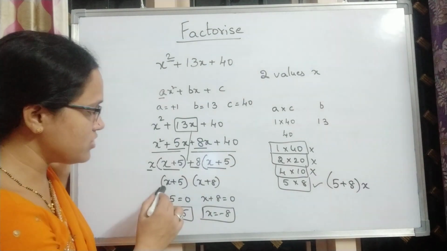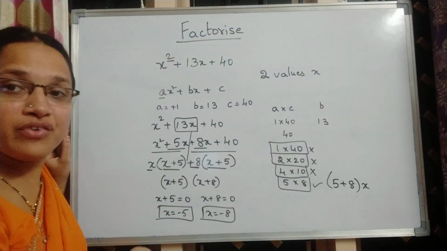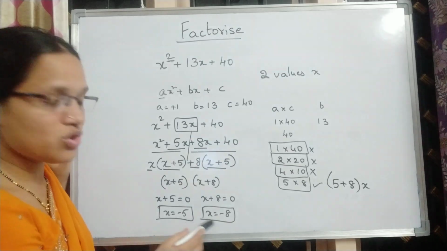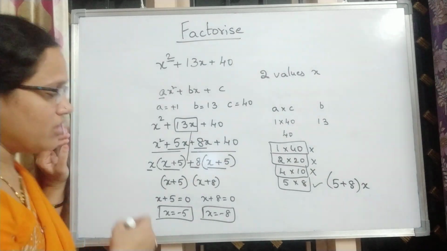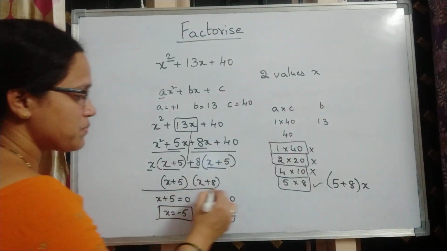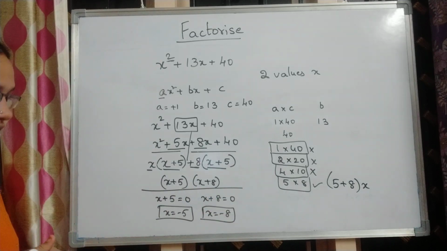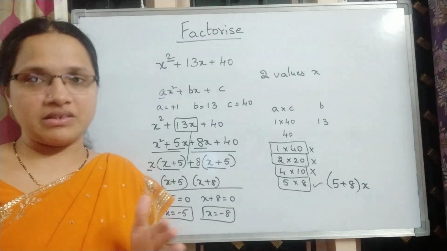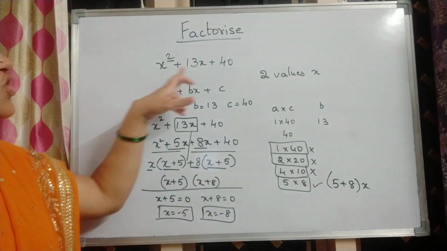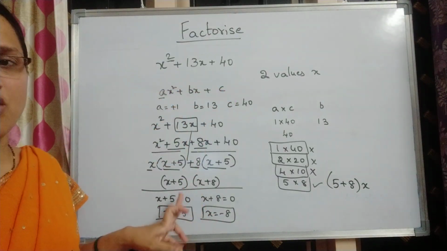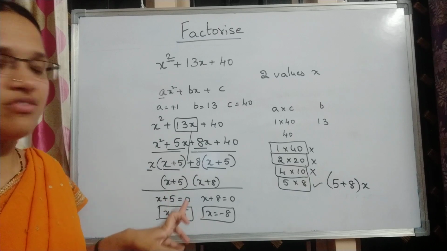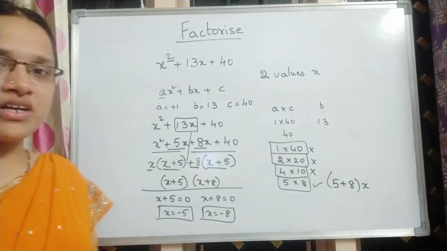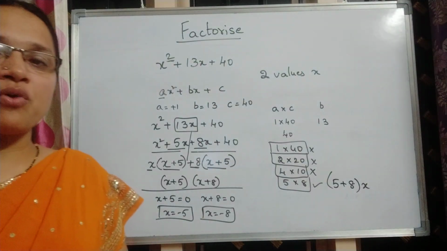If they ask you to factorize, you can stop the sum here itself. But if they ask you to find the values of x, then you should do it till here. If they ask you to factorize, this much part is sufficient for you to write. Why? Because factorization means splitting. Factorize means to split. So we are splitting this quadratic polynomial into linear polynomials. So x plus 5 into x plus 8. Is that clear, children? Hope you all understood this factorization of the quadratic polynomial.